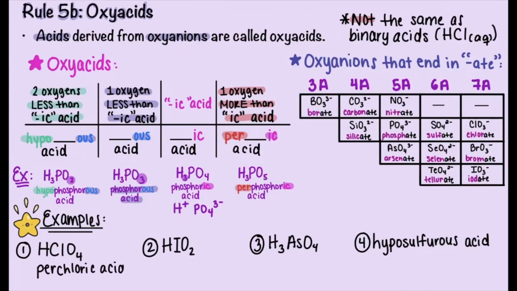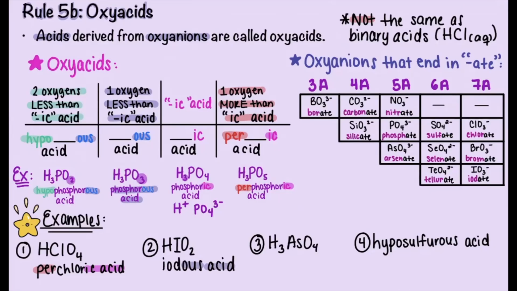What about this next one? HIO2. IO2 negative is iodite because it's one less oxygen from iodate, which is IO3 negative. So the acid form of this is iodous acid, right? So instead of ite, it becomes ous acid. One oxygen less than your ate. In this case, one oxygen less than your ic.